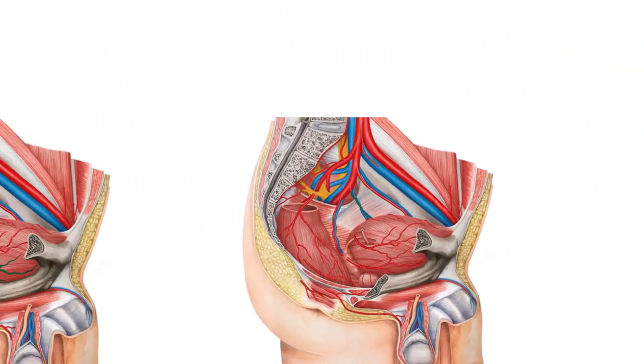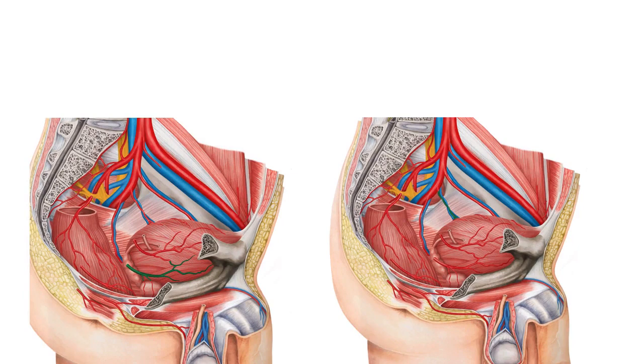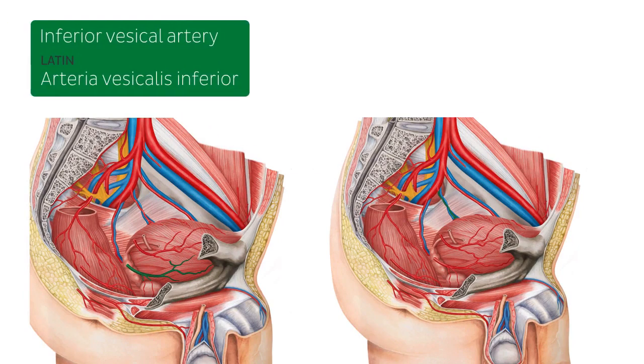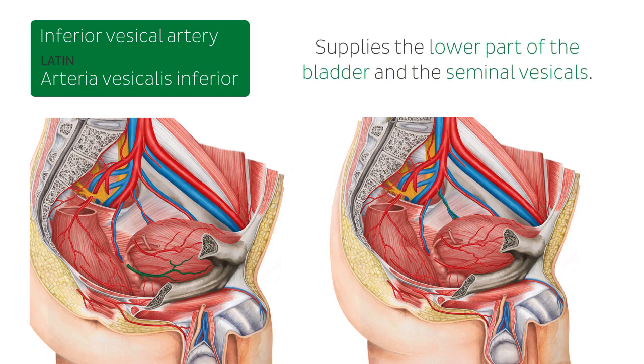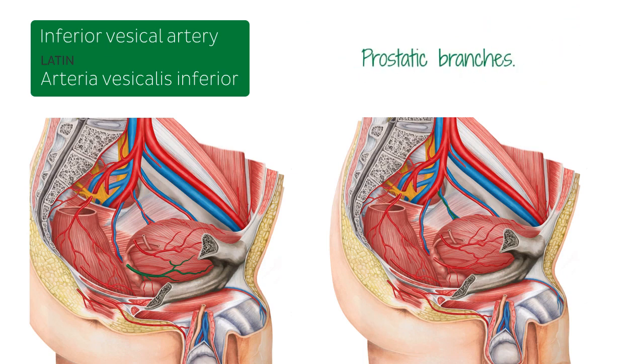The next arteries that we're going to be highlighting here are known collectively as the inferior vesical arteries. On this image, you can see the right one, and on this image, notice here, the left one. The inferior vesical arteries arise from the anterior division of the internal iliac artery. They're only found in men and supply the inferior part, or fundus, of the bladder and the seminal vesicles. This artery also gives off prostatic branches that supply the prostate. And you can see here on this image the prostate.